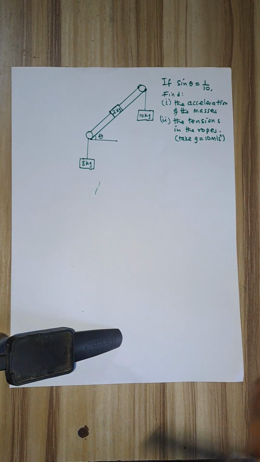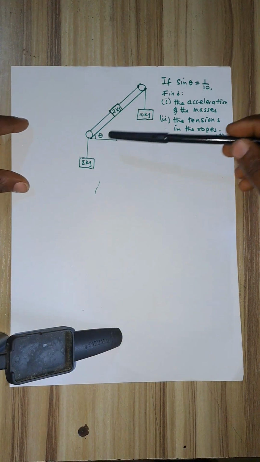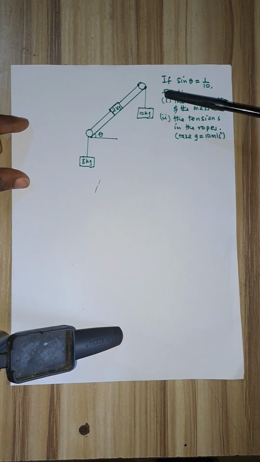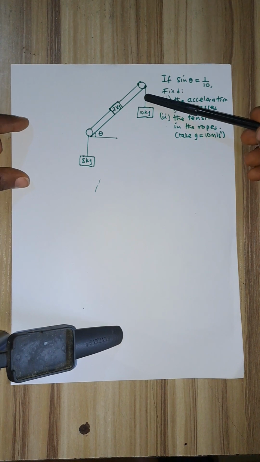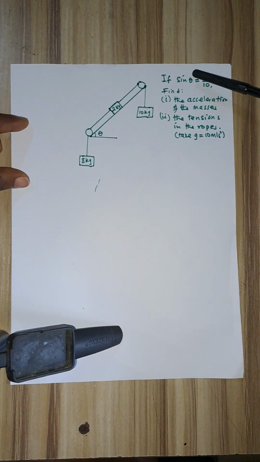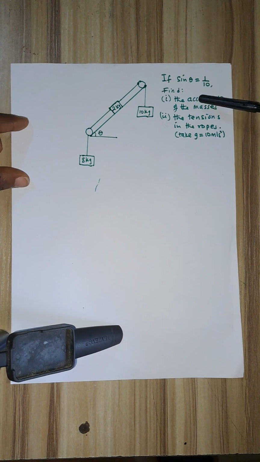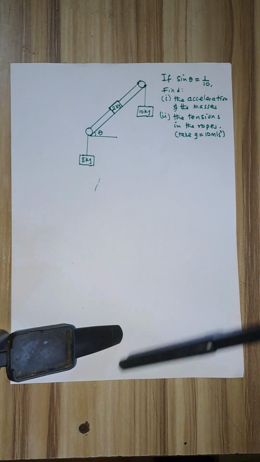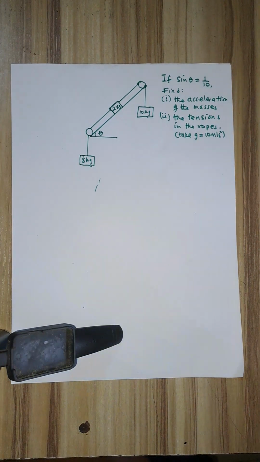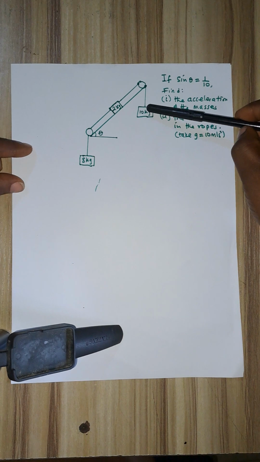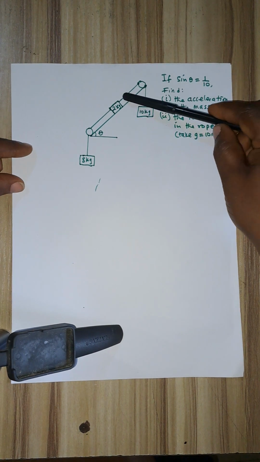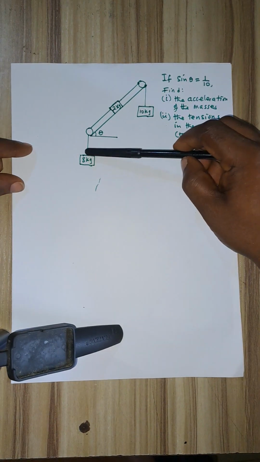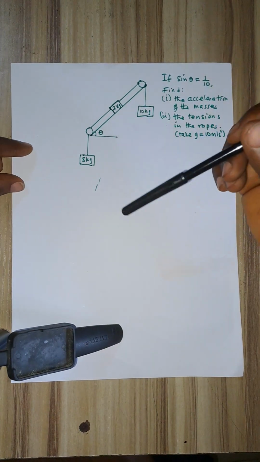Let's answer this question. It says if it's an inclined plane, it has three masses suspended by means of a rope. It says if sin theta equals 1/10, find the acceleration of the masses, assuming they move, and the tensions in the rope. So how to deal with this kind of situation is that, of course, two masses, 10 kg and 2 kg, are connected by means of this rope, and two other masses, 2 kg and 8 kg, are connected by means of another rope. So they will have two tensions.